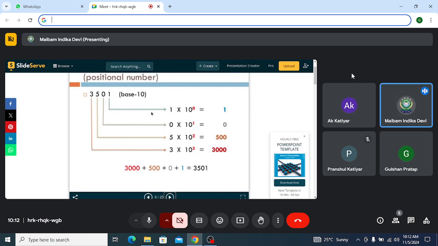Now 0 into base 10, the position is 1. 10 to the power 1 is 10. 10 into 0 is 0. Now 5 is in position 2. 5 into base to the power position, that is 2, so 500. 3 into 10 to the power 3 is 3000. Now you add it up and this is how you get the decimal number, 3501. Understood how you expand a number? Yes, ma'am.